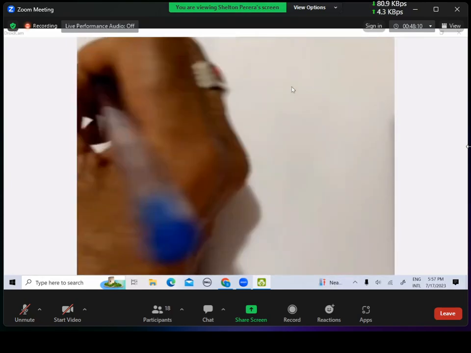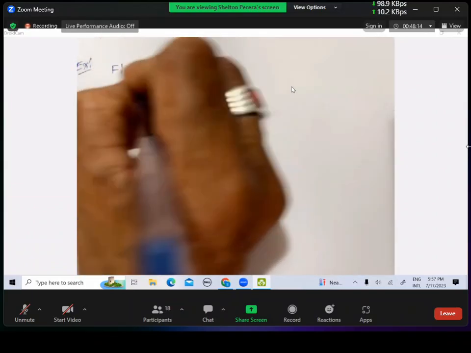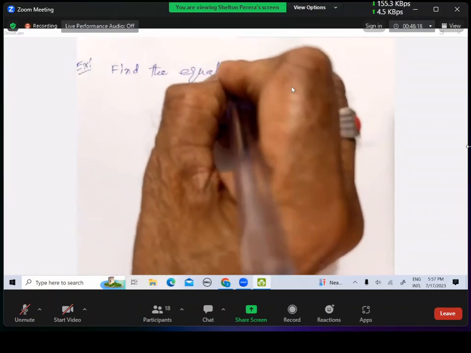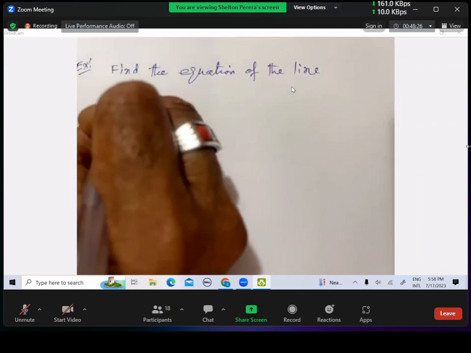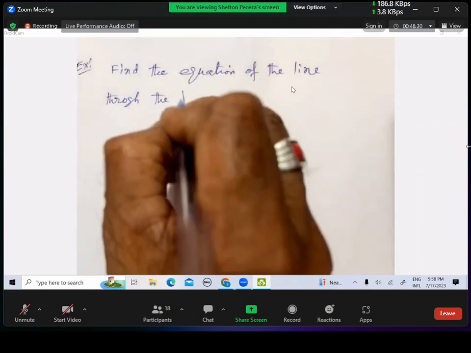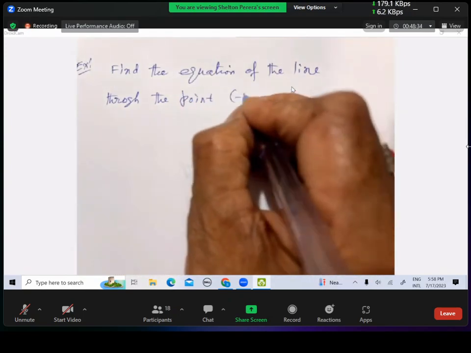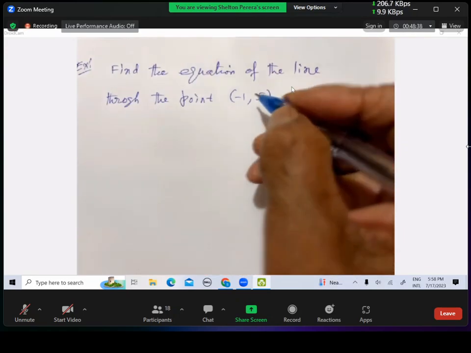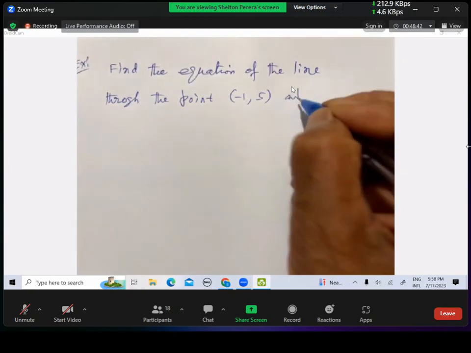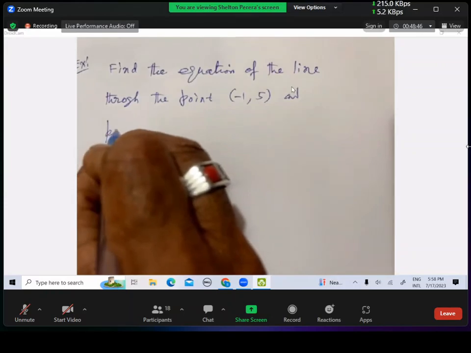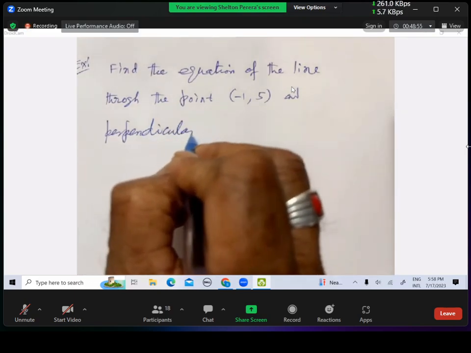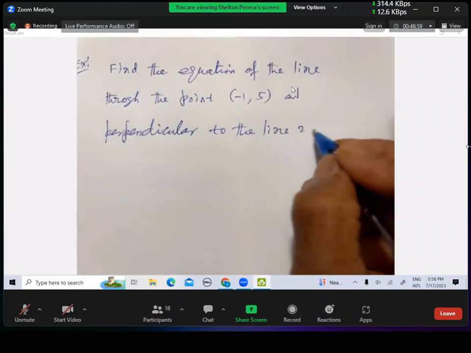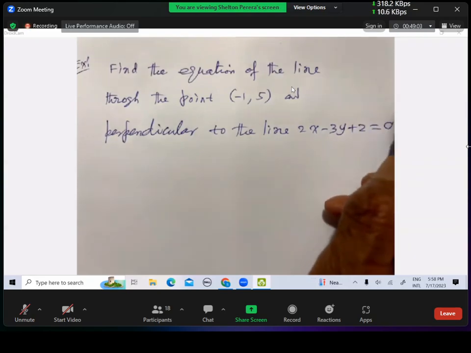Okay, 3 minutes left. Example. Find the equation of the line through the point (-1, 5) and perpendicular to the line 2x minus 3y plus 2 equal to 0.